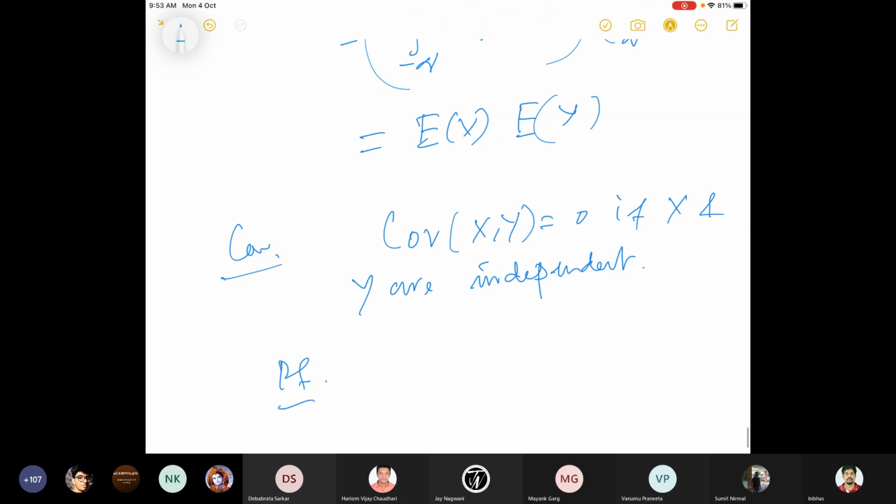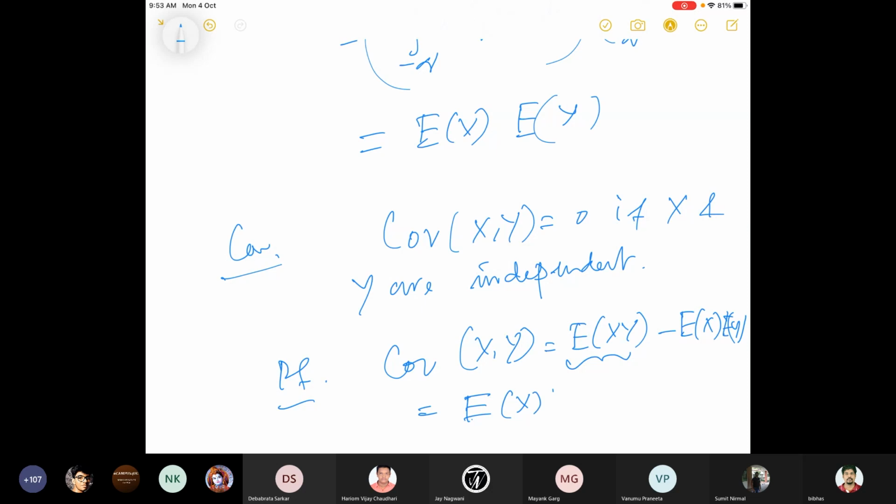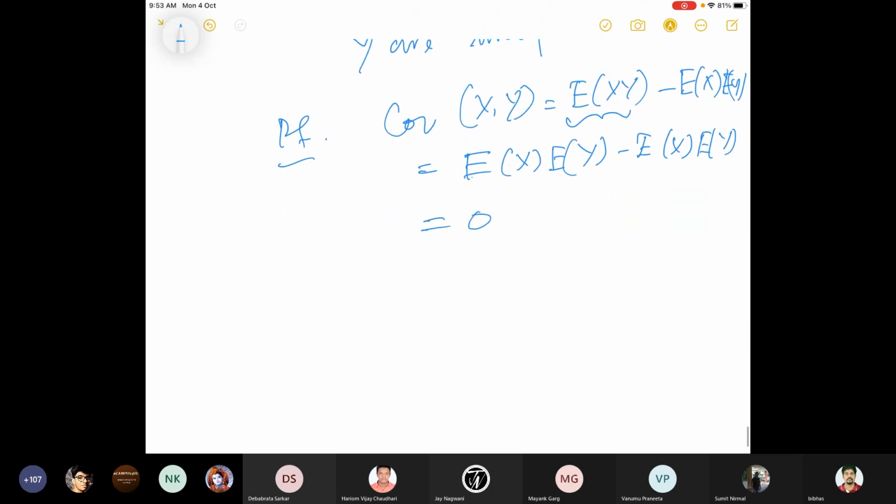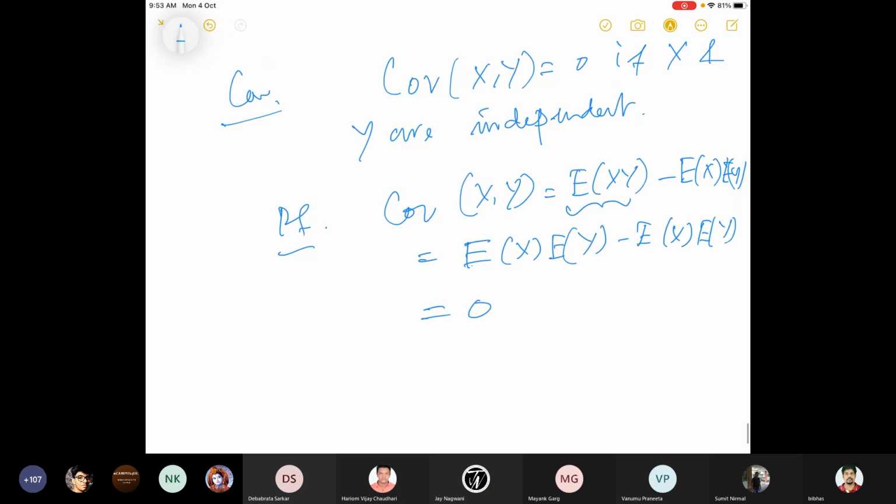The proof follows from the fact that the covariance of xy is E of xy minus E of x times E of y. But we just have proved that E of xy is nothing but E of x times E of y. So this will be E of x times E of y minus E of x times E of y, which is equal to 0. But if x, y are independent, then the covariance is 0, but the converse need not be true.